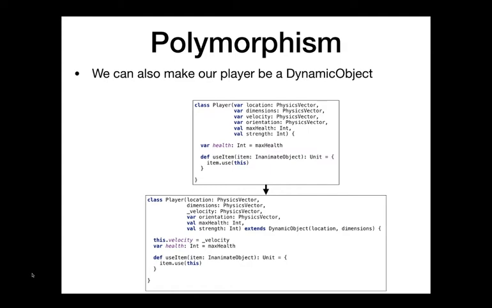Our players are dynamic objects. We can store our players, our balls, our health potions in variables of type dynamic object. They're all things that can move around in our game. So they're all dynamic objects. And we'll revisit this closer to the end of the lecture.